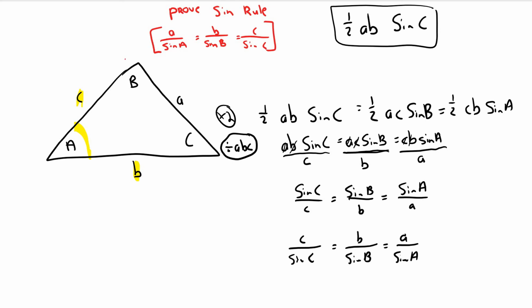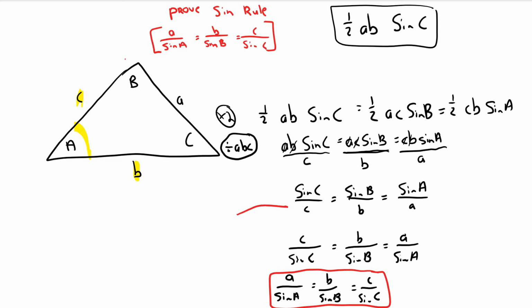And actually we may as well just get the a's first. So a over sine A equals b over sine B equals c over sine C. Okay, so I've proven it there. And just see the way I flipped this to here, I flipped them upside down.